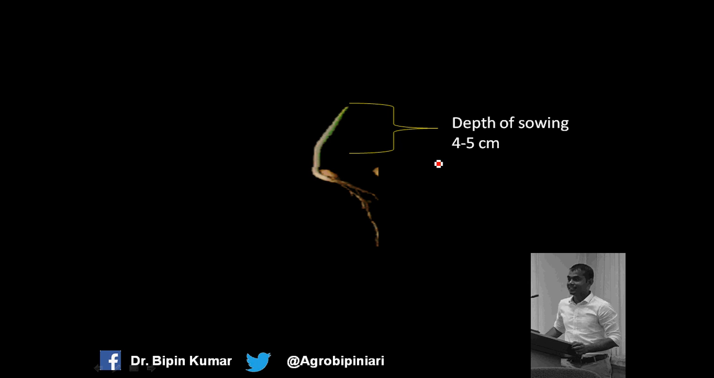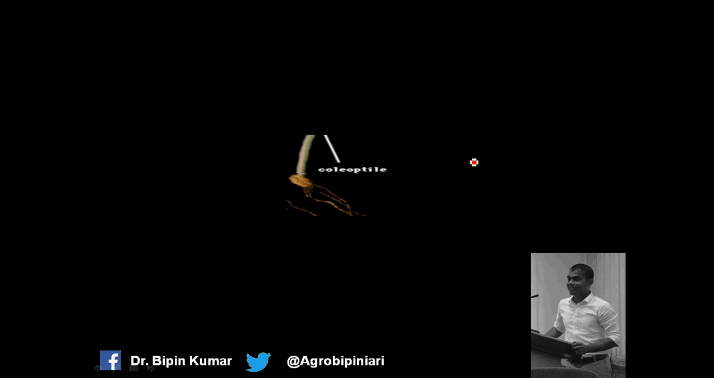Actually if we talk about the Mexican wheat, in the case of Mexican wheat the length of coleoptile is 4 to 5 centimeter. That's why we recommend the depth of sowing in Mexican wheat is 4 to 5 centimeter. The basic function of the coleoptile is to provide protection to the first leaf. You see here the first leaf is covered by the coleoptile, so it is providing the protection to the first leaf.